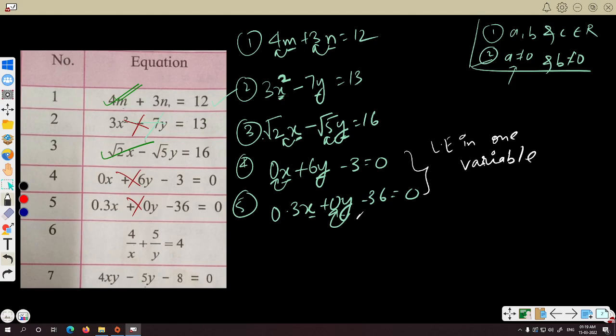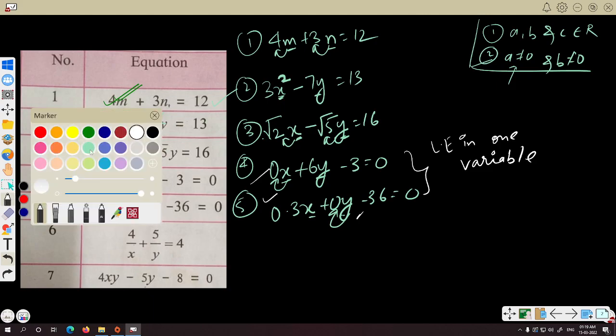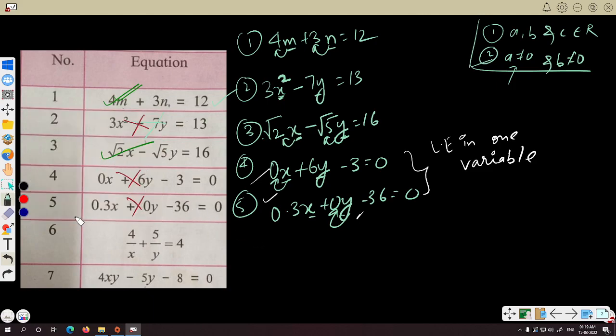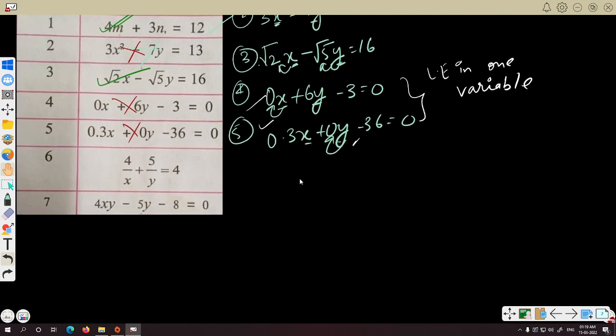But in this particular lecture, what we are dealing with is linear equations in two variables. So only if you want a linear equation in two variables, a and b should not be equal to 0. So remember this, equation 4 and equation 5 are linear equations, but only in one variable. Now moving on to the next equation.